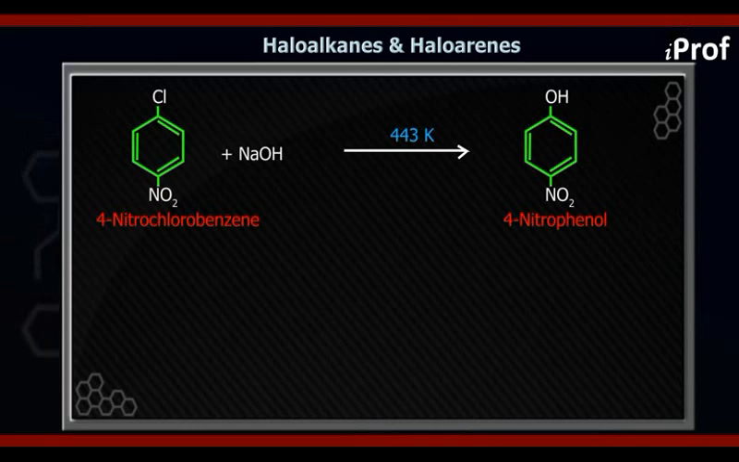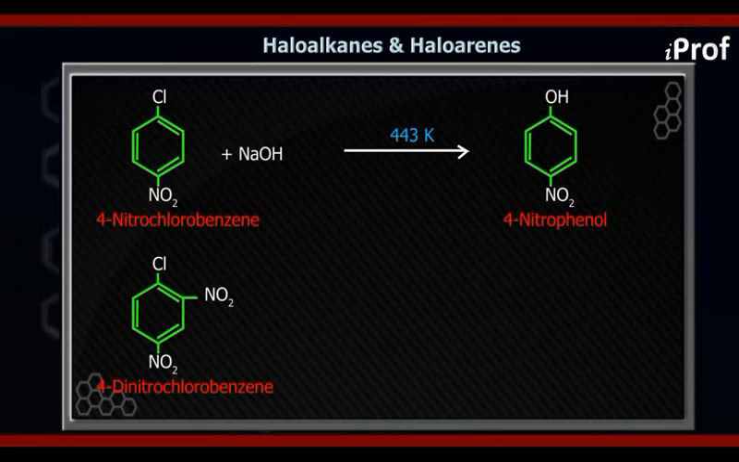So you can clearly see that the substitution of the Cl takes place very easily when you have added any electron withdrawing group into the ring. You add two electron withdrawing groups now. So for that, suppose we have ortho-para-dinitrochlorobenzene. In this case, the reaction takes place at 368 Kelvin itself, and the product formed is ortho-para-dinitrophenol.